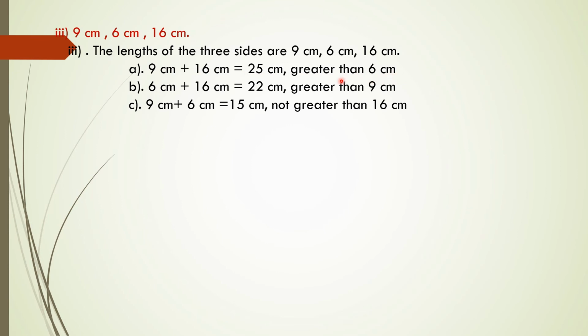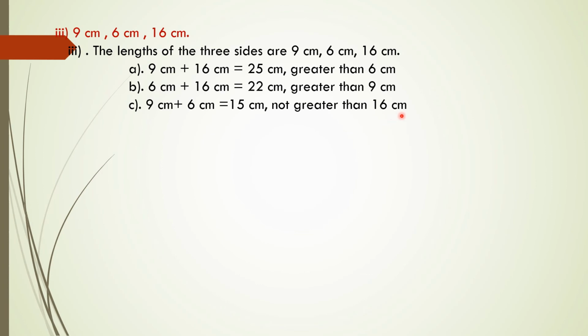And second, I am taking 6 centimeter and 16 centimeter. Therefore the third side is 9 centimeter. Therefore 6 centimeter plus 16 centimeter is equal to 22 centimeter. That 22 centimeter is also greater than 9 centimeter. And third, I am taking 9 and 6 and the third side is 16. Therefore 9 centimeter plus 6 centimeter is equal to 15 centimeter. Then 15 centimeter is not greater than 16 centimeter.